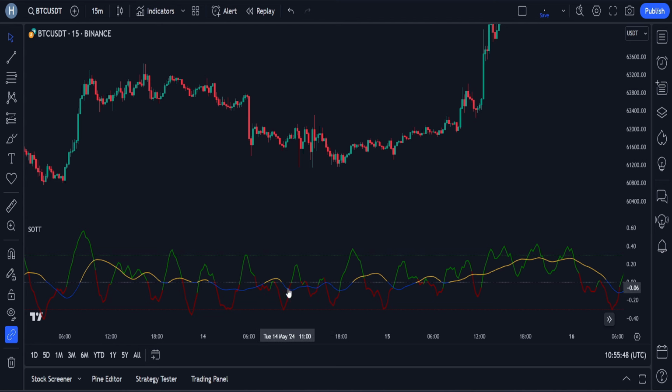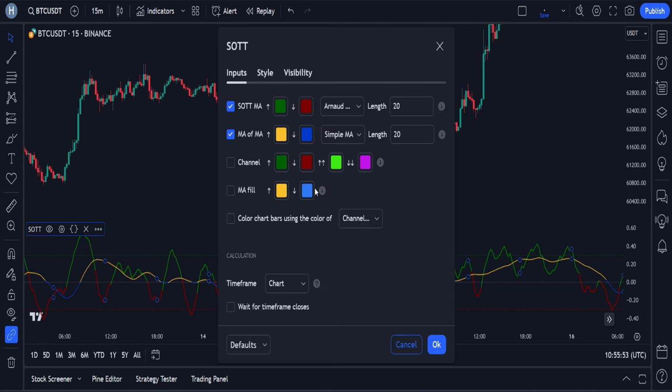The line that changes color between blue and orange is a 20-period moving average of the SOTT line. If you open the settings, by default, the SOTT moving average length is set at 20, and the length of the moving average is also set at 20.